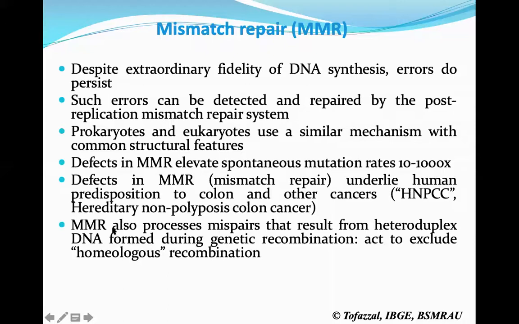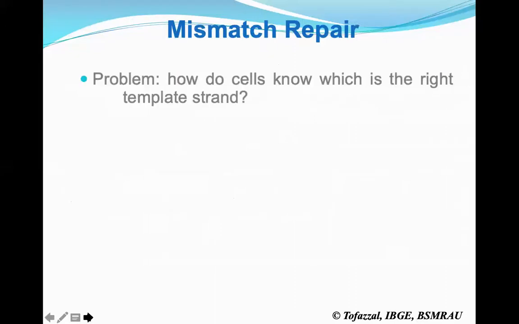Mismatch repair also processes mispairs that result in heteroduplex DNA formed during genetic recombination, acting to exclude homologous recombination, so that it can maintain the integrity of the parents. Now, the problem is, how do cells know which is the right template strand?